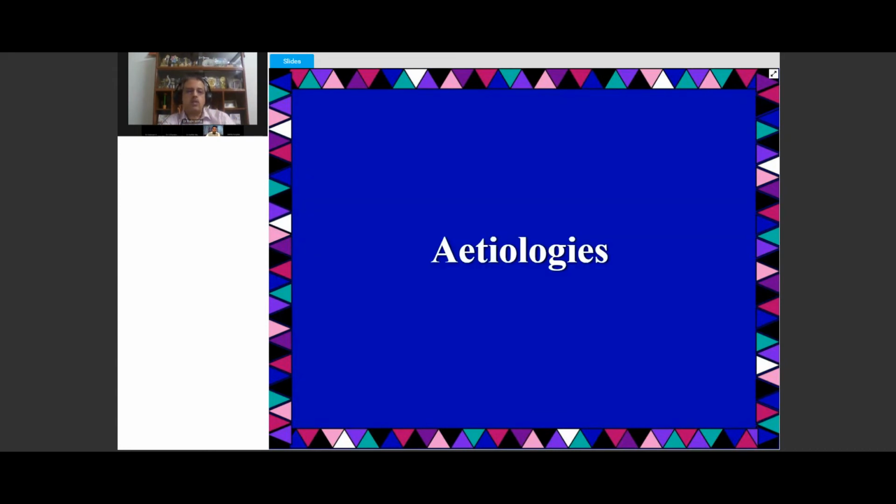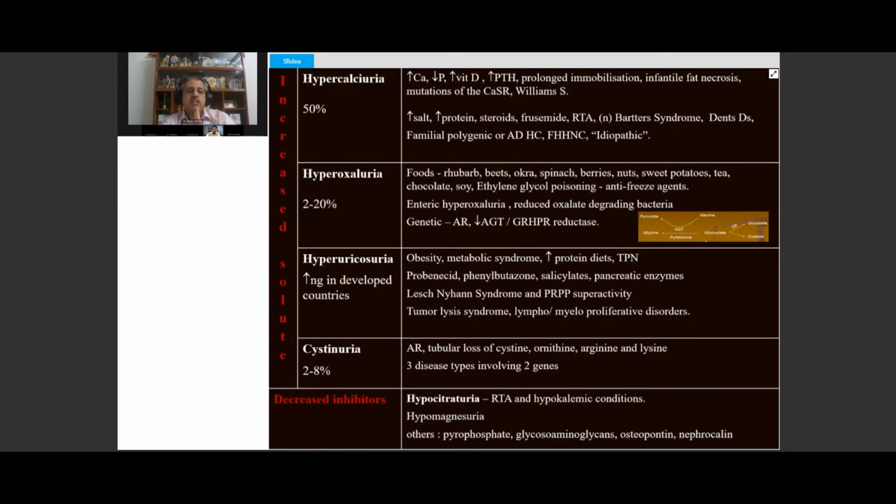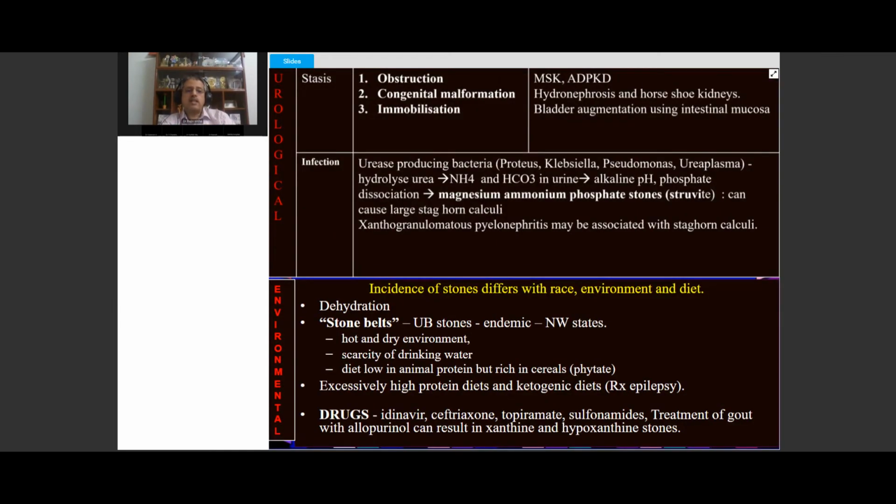Quickly, we will go through the etiologies. We have covered the factors behind the etiologies. So we know that if there is an increased solute, we will have stone, and that will be with hypercalciuria, hyperoxaluria, hyperuricosuria, cystinuria. If there is a decrease in the inhibitors, that is, citrate goes down in the urine, or hypomagnesemia. Hypocitraturia can happen by itself, or it can be quite commonly seen in renal tubular acidosis. Hypomagnesemia is another reason where you can have stone formation. Neurological conditions or any obstruction resulting in stasis, and infections commonly with Proteus, Klebsiella, Pseudomonas, all of that results in an alkaline urine, and ultimately you have magnesium ammonium phosphate stones.